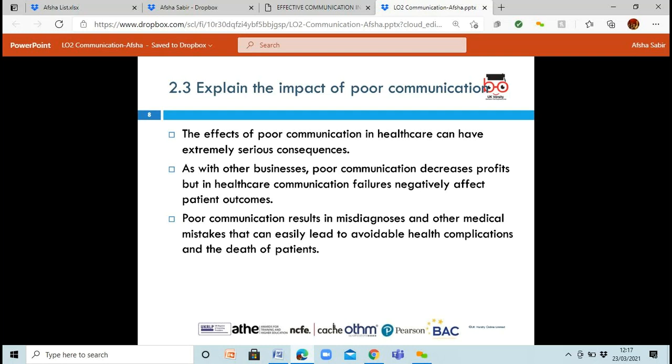So when we get on to here, we're looking at the effects of poor communication, and these can actually have serious consequences. So if you think about the setting that you're in, the rehabilitation center that you're working at, within that, it's still a business. They still want money and profit. They still want to be able to be successful. So it's still a business, isn't it?